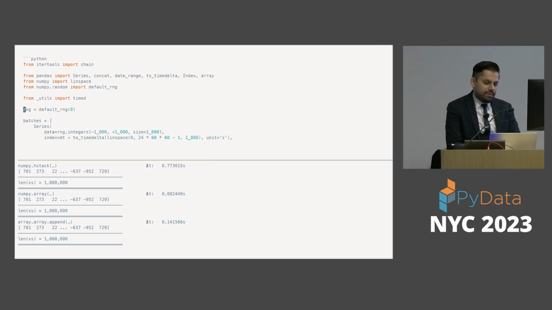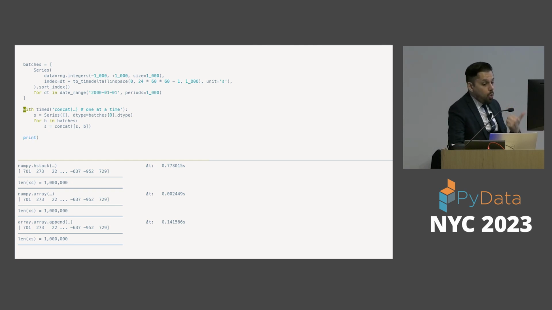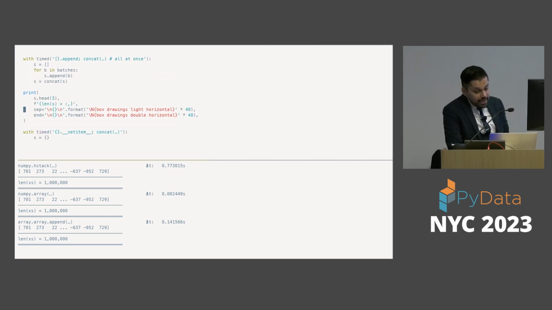We can try the exact same example in pandas. We'll create a bunch of pandas Series. We'll give them a very simple datetime index, and we'll try a one-at-a-time concat. We'll try appending to a list and then a concat at the end.